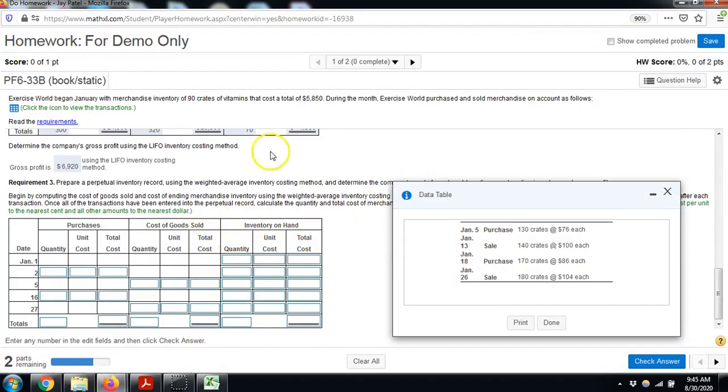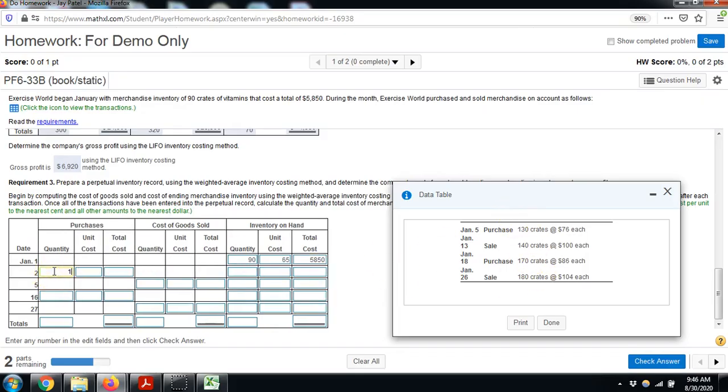Okay, so now let's do the weighted average. Okay, so starting balance is the same. Okay, so we have this first purchase transaction.